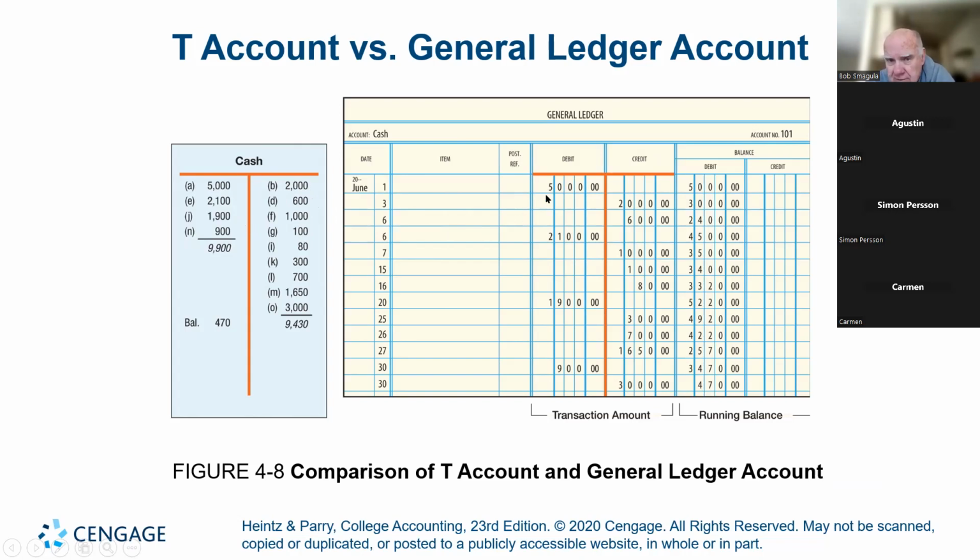You get the idea? You started off with 0. You opened the business with $5,000. It brings over a balance of 5,000. You spend 2, the balance goes down to 3. You spend 6, etc. So the balances go up and down, up and down, up and down. And when you're done, by definition, you should have a debit balance, in this case, $470. You cannot have a credit balance in cash. You can credit the account all you want to spend money, but at the end of the day, you have to have a positive balance, otherwise known in this case as a debit balance.